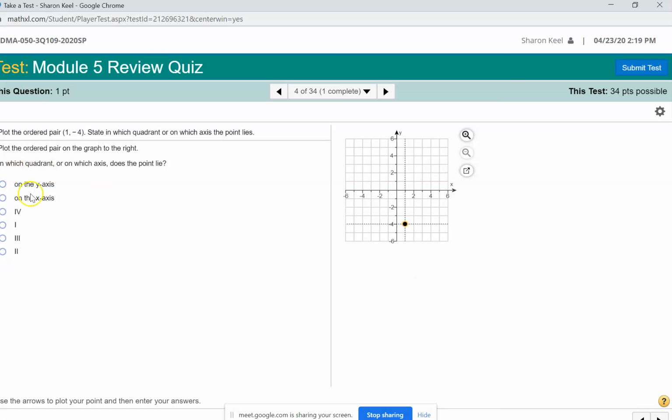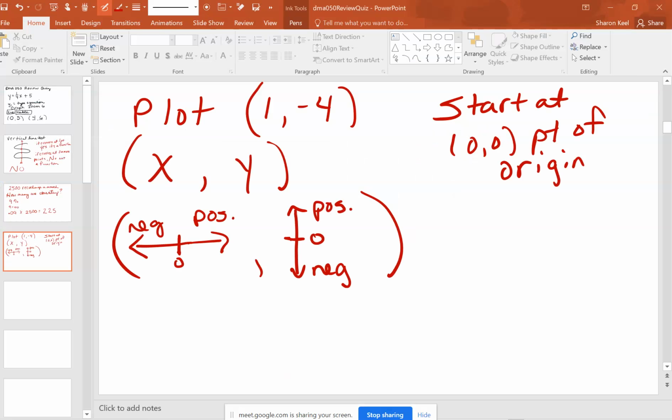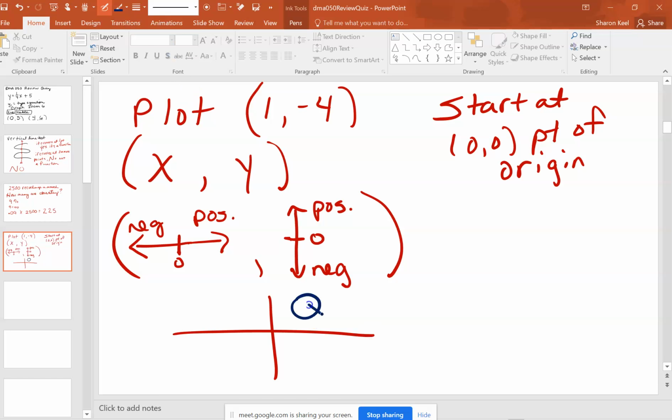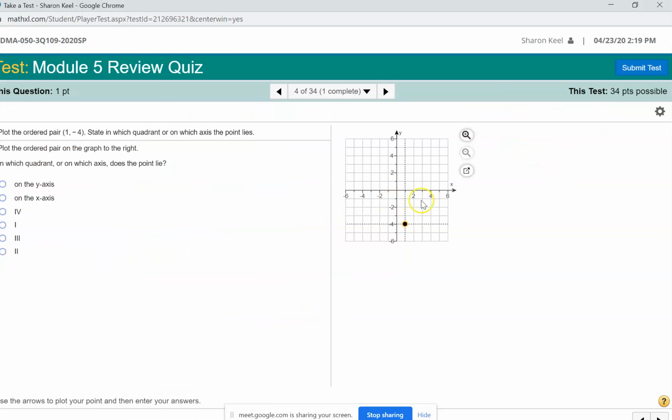Then it asks us in which quadrant is this. So when we look at quadrants, we name them with 4 values. This one is quadrant 1, where everything is positive. To the left is quadrant 2. Down here is quadrant 3. And here is quadrant 4. So let's look back at our graph. And ours is located in 1, 2, 3, 4. So it would be down here, and it's in Roman numeral quadrant 4.